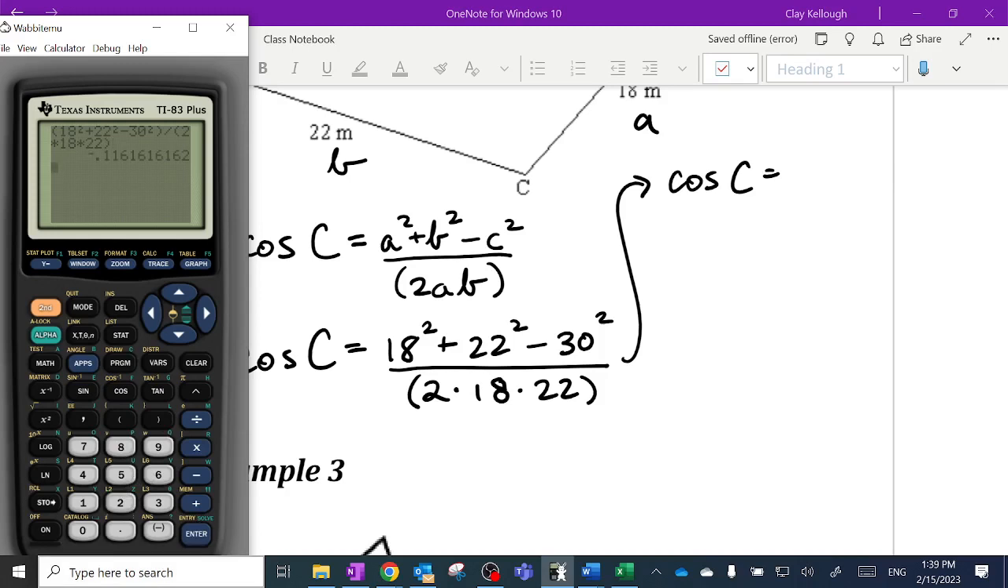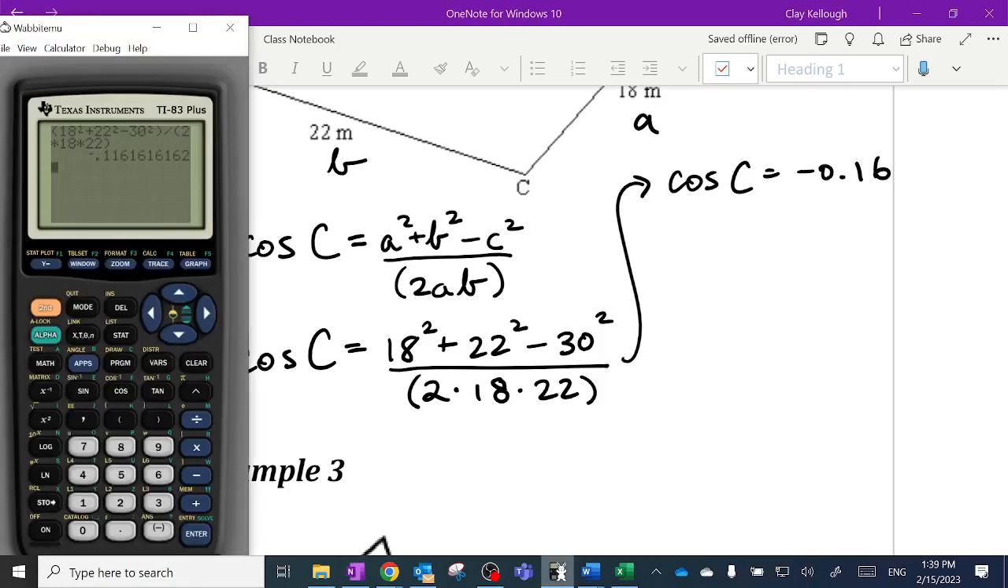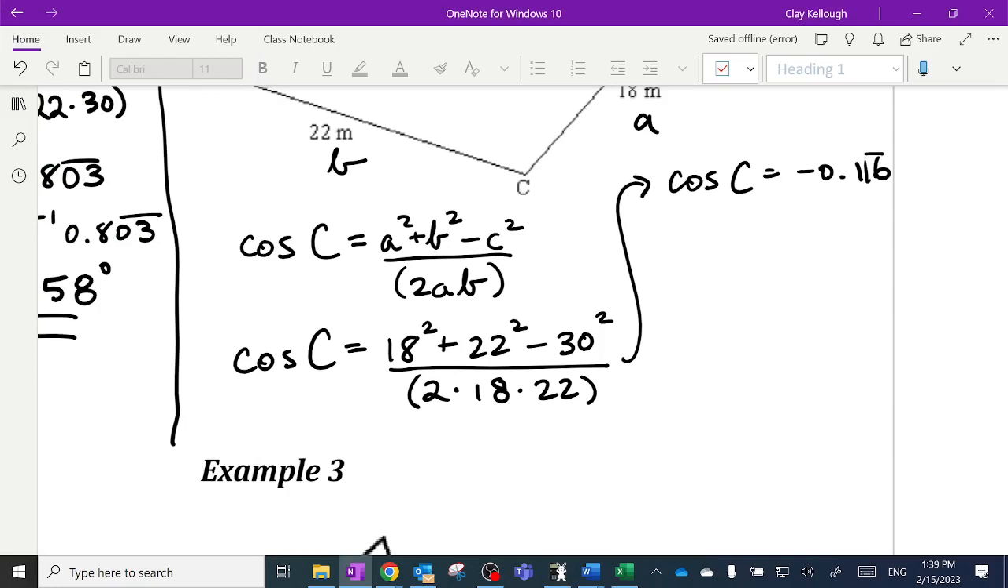We haven't seen a negative number in anything we've done so far in sine law or cosine law. But you know what? That's not wrong. I didn't make a mistake. This is negative 0.16. Is it 1/6 repeating? Oh, it's 0.1, then 6 repeating. There, let's write that better.